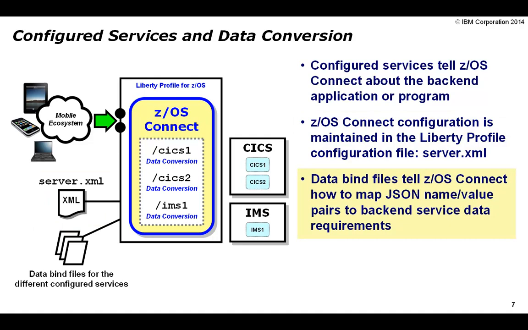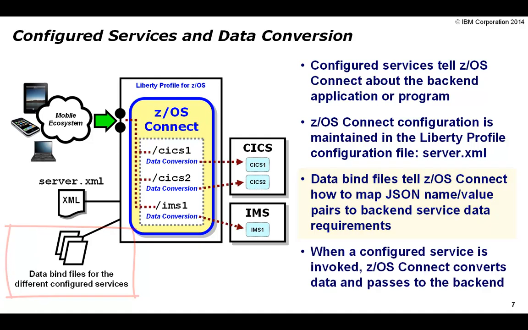When data conversion is required, z/OS Connect needs to understand how JSON data maps to the data formatting used by the backend program. Data bind files provide z/OS Connect with what it needs to do this data conversion. When RESTful requests come into z/OS Connect, they're mapped to the configured services. The data is converted and the backend program is invoked. The results are converted back to JSON and passed back to the requesting device.